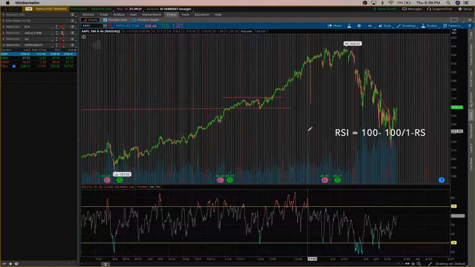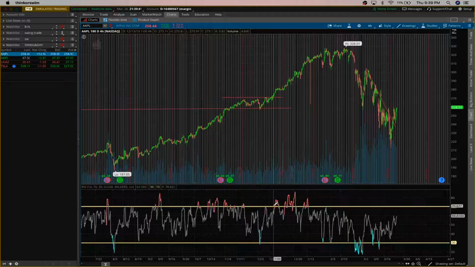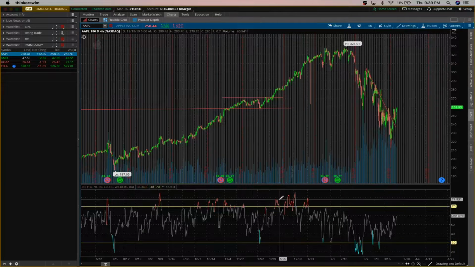What the RSI formula basically does is show the average days when the stock is up versus the average days when the stock is down. But we don't really need to focus on that because the platform already did everything for us. So now let's take a look at the 2 RSI patterns that you can use.